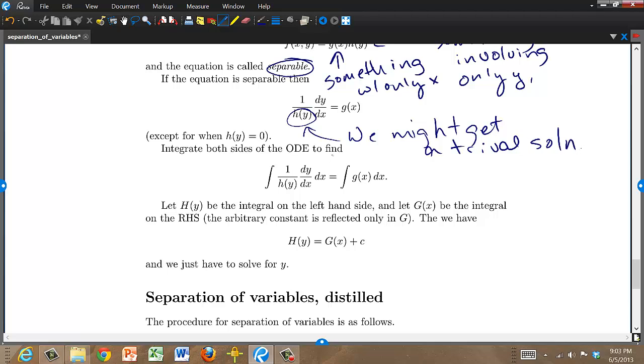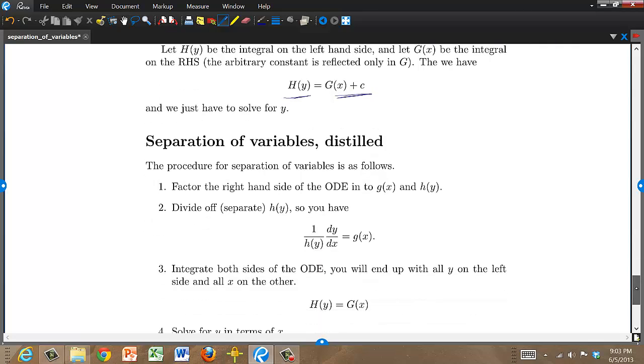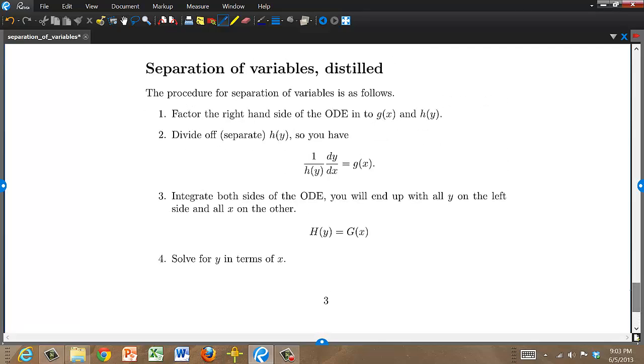All right, so what we'll do is we'll integrate both sides of the ODE to get something like this. So we'll integrate 1 over h of y dy/dx, and we'll integrate g with respect to x. We'll do the integration, and whatever we get, we'll have h, and that'll involve only y's on the left-hand side. And we'll get something on the right-hand side that depends on only x's. So we'll have stuff involving y's and then stuff involving x's on the right, and then we'll just have to solve for y. So that's the process that we're going to go through. That's called the process of separation of variables, and we'll do several examples in the next video.